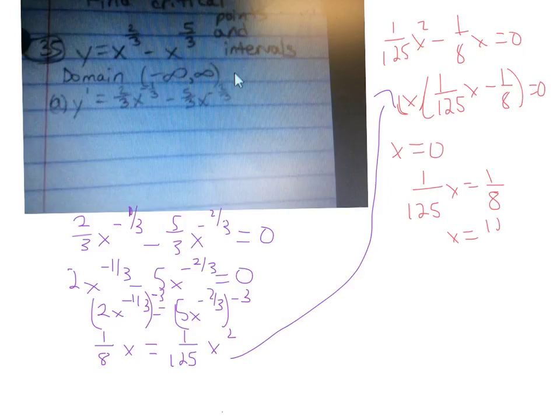So x is going to be 125 over 8, and you can put that in decimal form if you want to. What would it be? 15 point something. And those will be your two values, your two critical values, before you put them back into the first derivative to test to see if they're maxes, mins, or POIs.